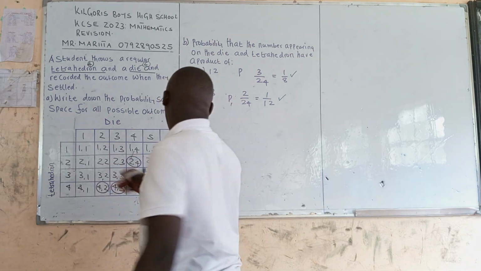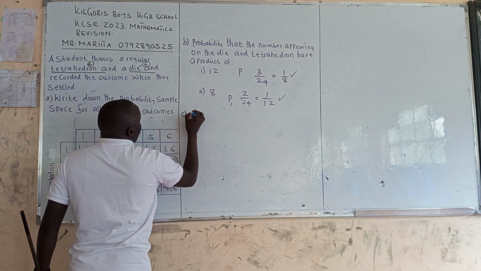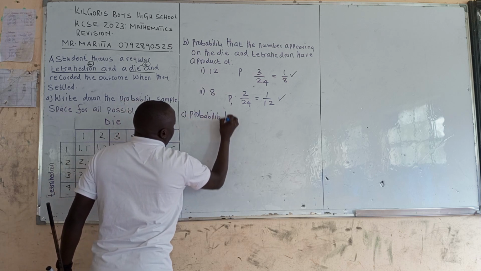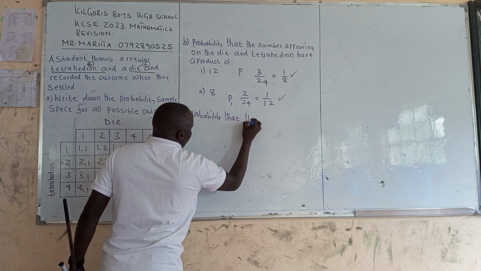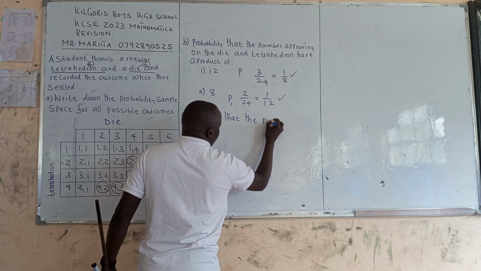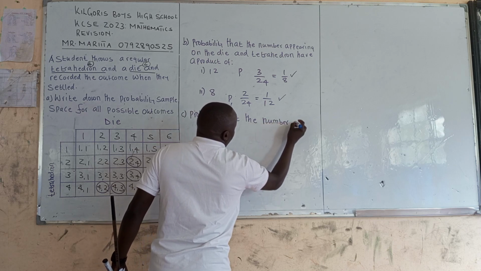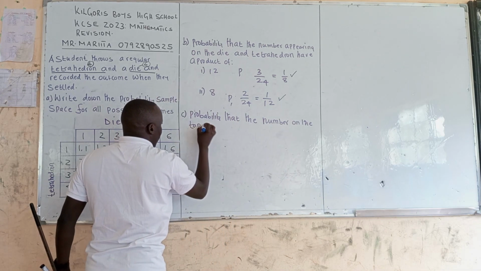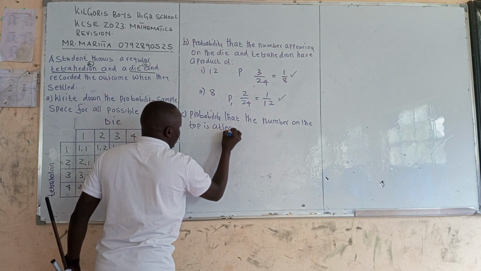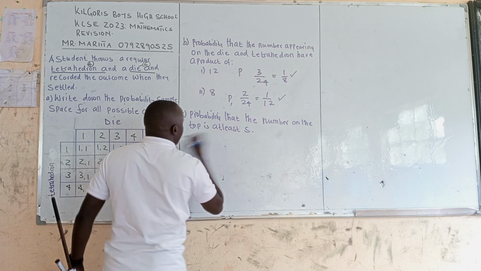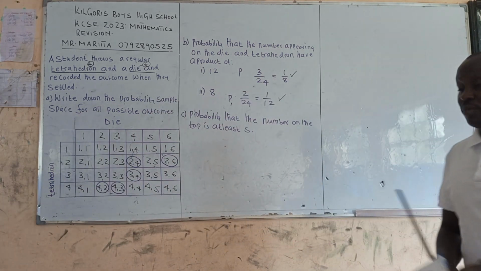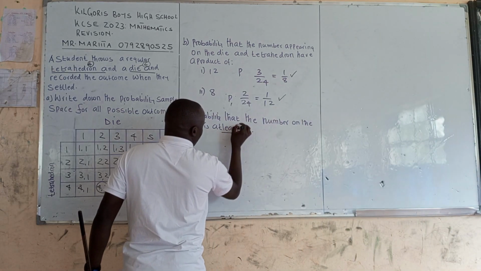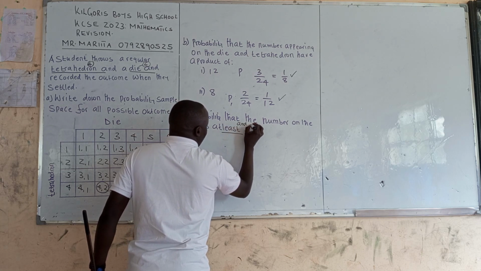And another one, find the probability that the number on the top is at least 5. Number C, we have the probability that the number on the top is at least 5. What did you understand by the number at the top, or by this term at least? At least means 5 and above.